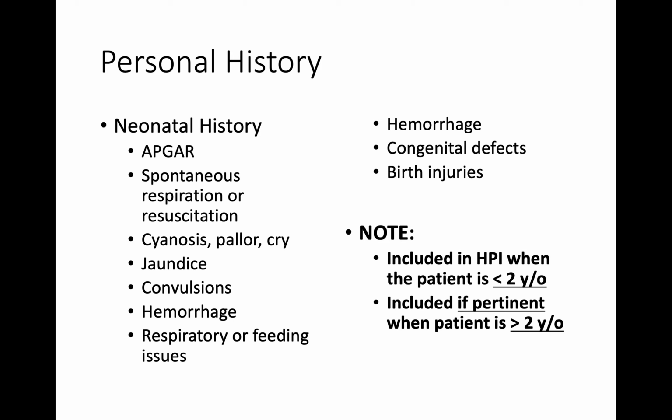No, I'm just kidding. That's a typo, but congenital defects and birth injuries are also very important, especially with regard to cardiac pathology. For birth injuries, things like shoulder dystocia when they're coming out of the canal, that's very important as well. So please note that these last 3 things in personal history that we listed are included in the HPI always when the patient is less than 2 years old. They are included only if pertinent when the patient is greater than 2 years old. So if you have a pediatric case where your patient is less than 2 years old, these are a requirement that you ask them during your history taking. If your patient is greater than 2 years old and none of these issues come up during the chief complaint and they're not related to the chief complaint, do not ask them. Save time.